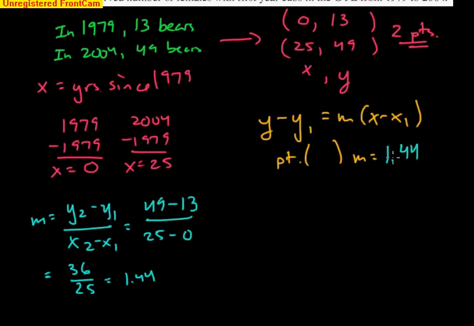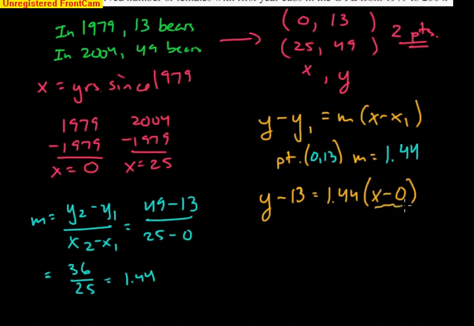Well, what point should I use? Well, here's the choice. You have choice. You can pick either (0, 13) or (25, 49). If you want to choose (25, 49), be all my guest. But I'm going to choose (0, 13) because 0 is involved, and I think that should be simpler to work with. So there's my point. There's my slope. Plug it in. y minus 13 equals 1.44 is my slope times x minus 0.